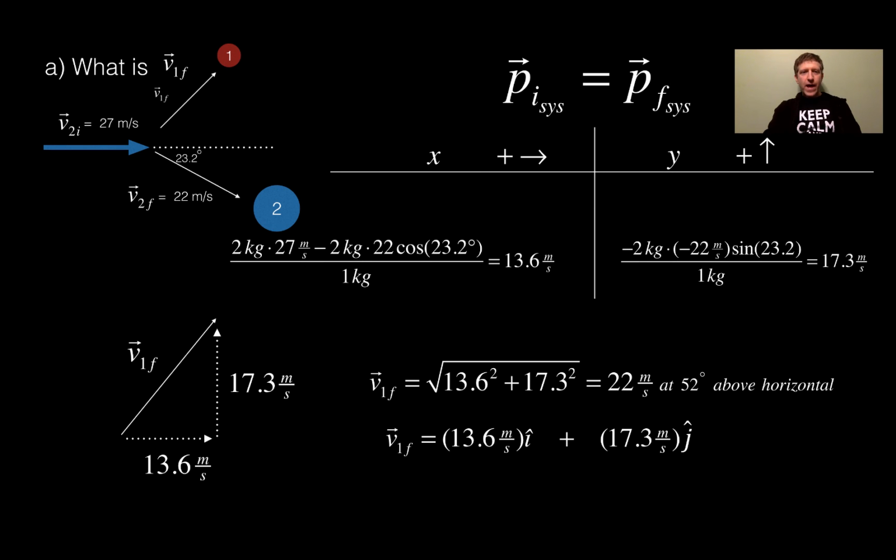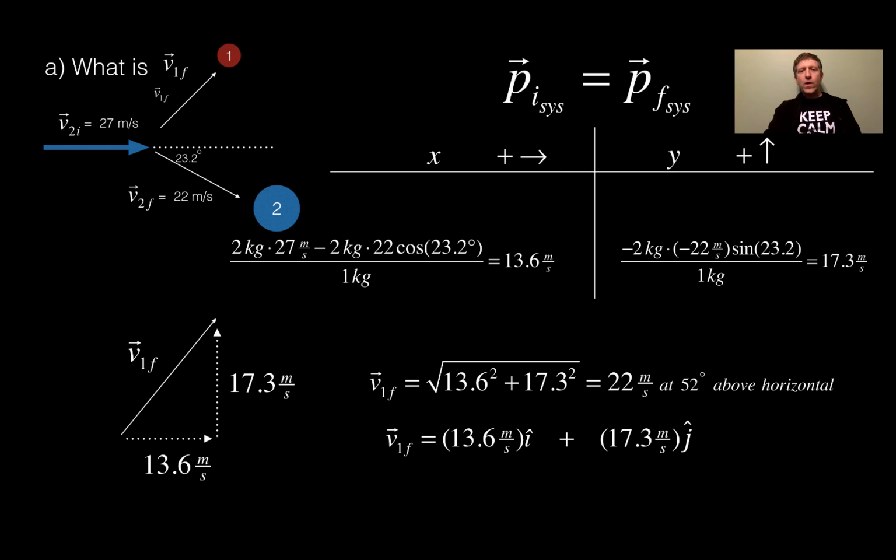And you can see that all I've done is created a vector diagram. Notice that for my components, I'm using dotted lines. It's a really good practice. And I also have arrows on the components. Please do not leave out the arrows on the components. Very important. And then you can see I've got them drawn properly, so they add to my final velocity.